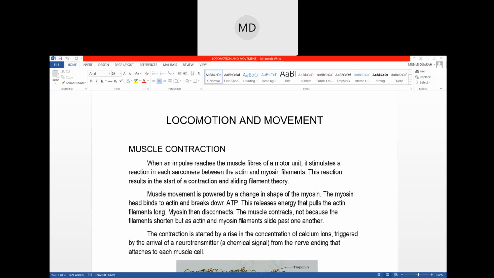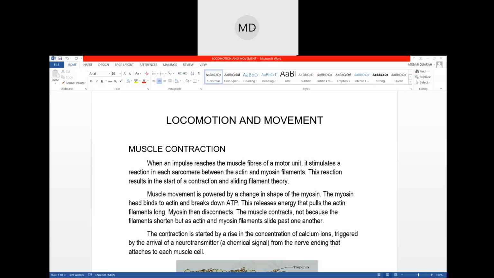Locomotion and movement. Do you know the difference between locomotion and movement? Movement is that you can move your hands, legs, you can turn your head, move your body, everything. And locomotion is that you can travel from one place to another. Like you can walk from one place to another. That is locomotion.